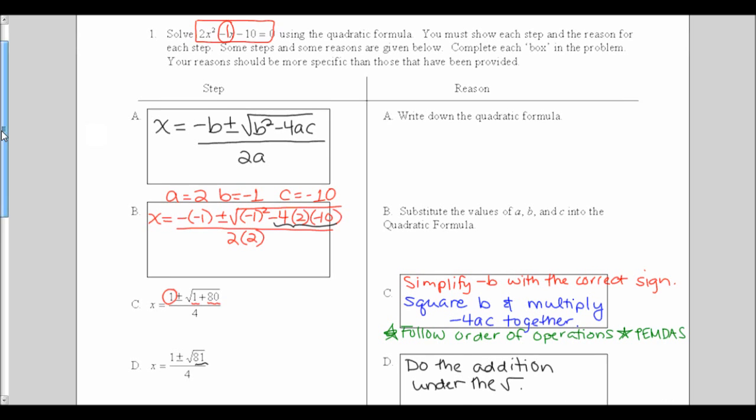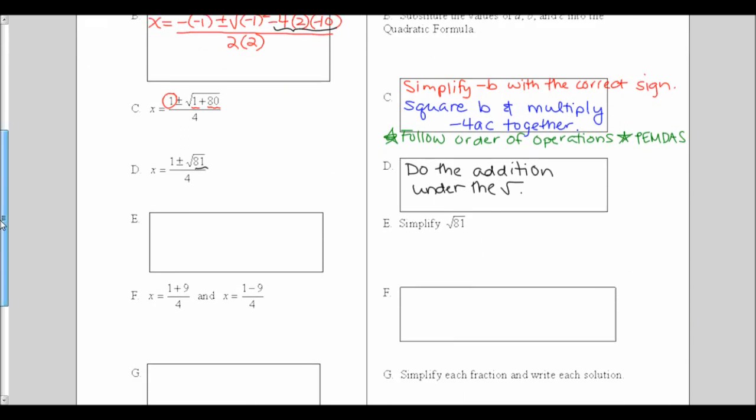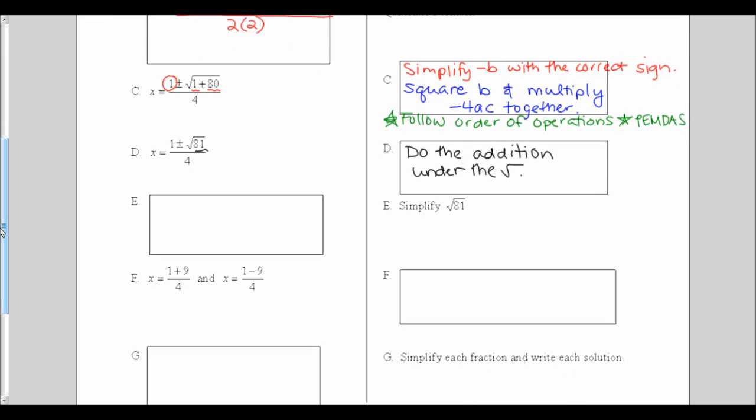Now I'm going to scroll up some here. I have 1 plus or minus the square root of 81 over 4. Sometimes I might stop here because I might not be able to simplify any further. In this case, though, the square root of 81 can be simplified.